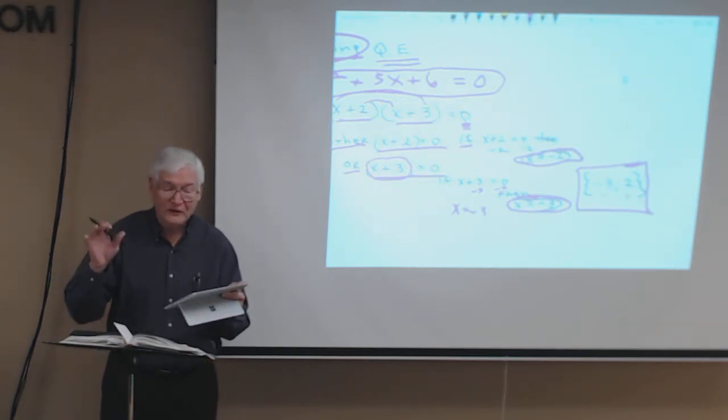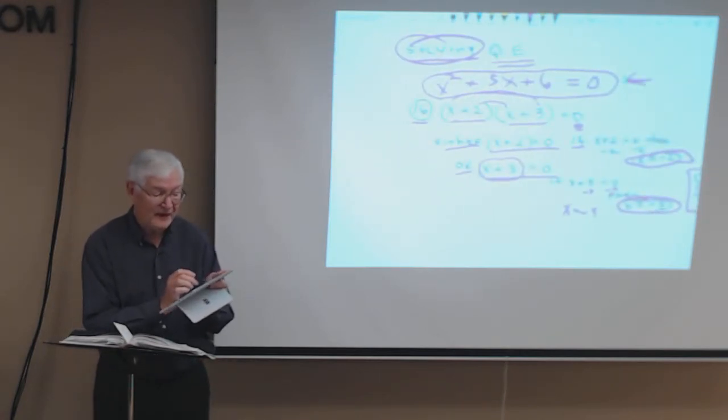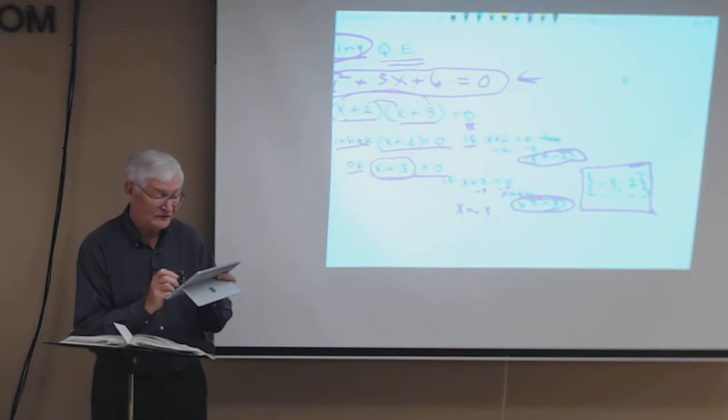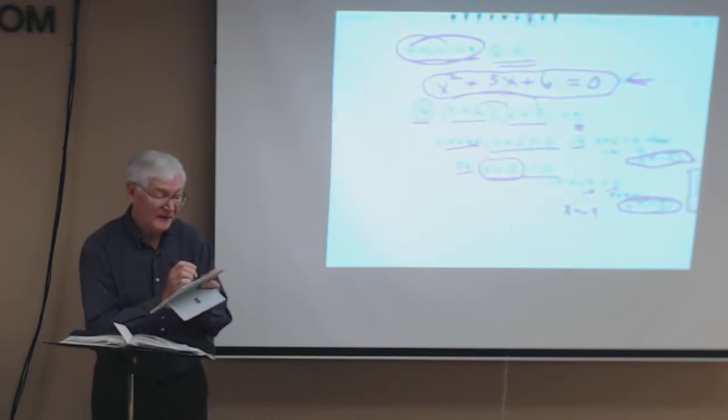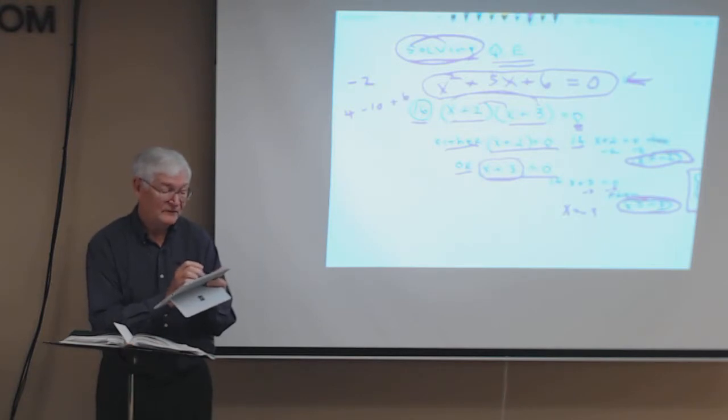There are two solutions. There are two numbers that I can put in place of x to make a true sentence here. And what are those two numbers? Oh, not 2. Is it negative 2? Yeah, negative 2. Made a mistake there. Okay, negative 2 and negative 3. So let's come over here. Let's put negative 2 in place of x. That would be 4 minus 10 plus 6. Sure enough, that comes out to be 0.